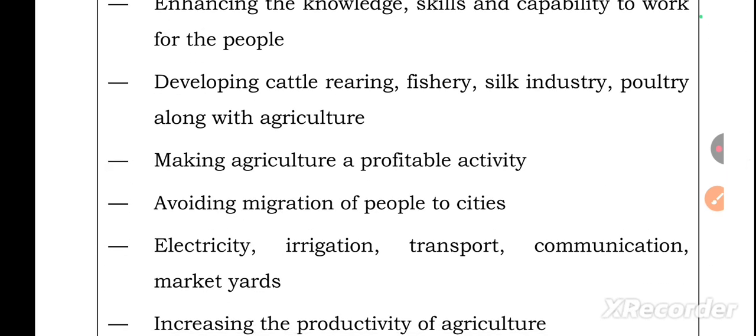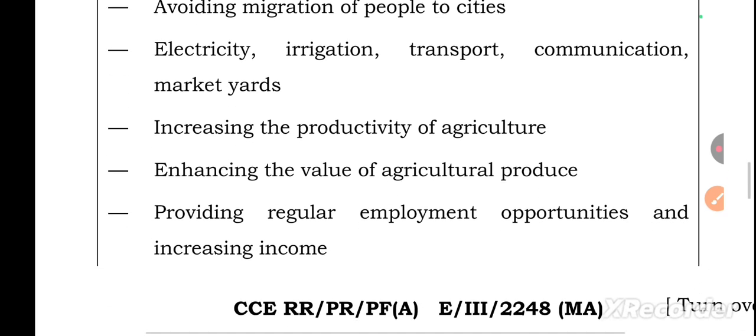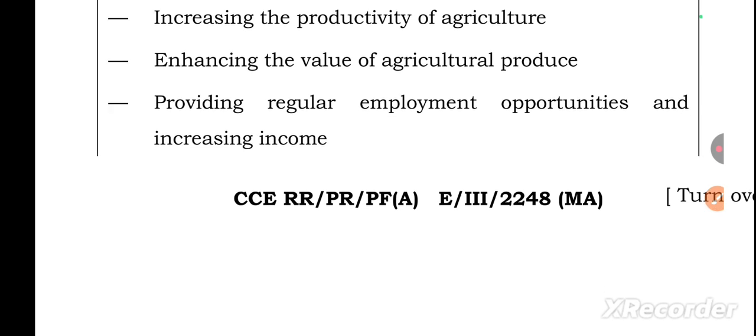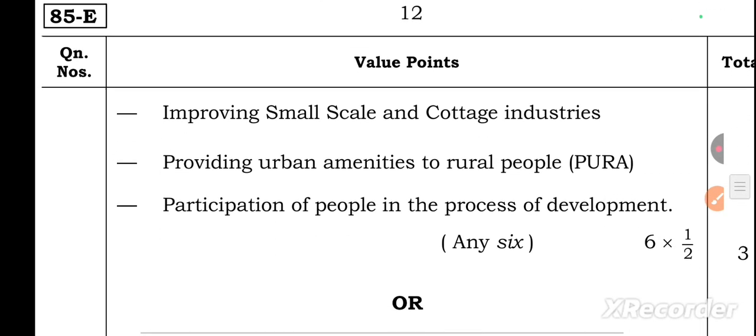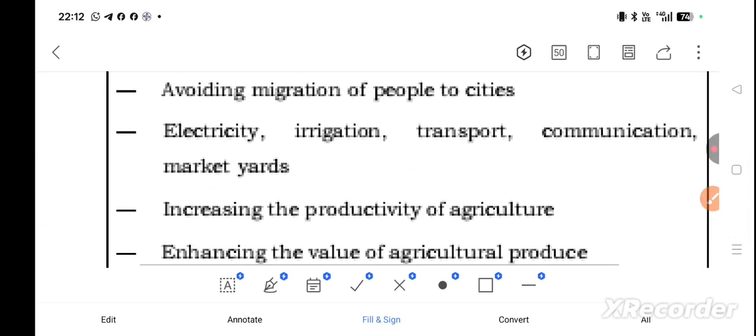avoiding migration of people to cities, electricity, irrigation, transport, communication, market adds, increasing the productivity of agriculture, enhancing the value of agricultural produce, providing regular employment opportunities and increasing income. Okay, improving small scale cottage industries, providing urban amenities to rural people, PURA. Then participation of people in the process of development.